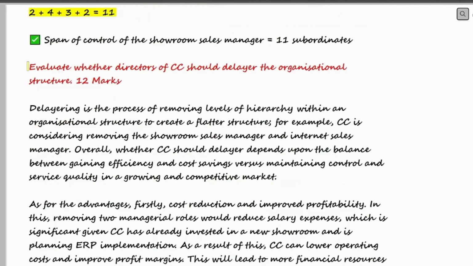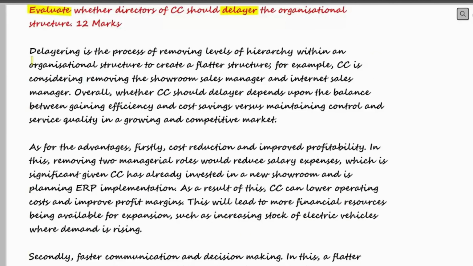Next question: evaluate, examine the command word, whether directors of CC should delayer the organizational structure. Now this was the content keyword, delayering. So delayering is the process of removing levels of hierarchy within an organizational structure to create a flatter structure. For example, now we are relating it with the case study. For example, CC is considering removing the showroom sales manager and internet sales manager.